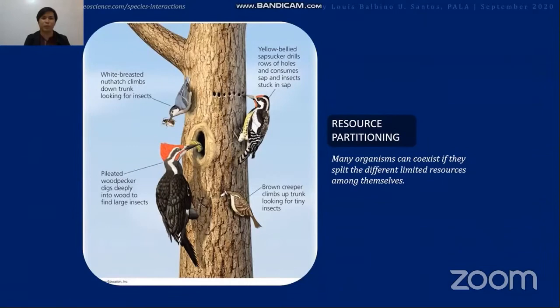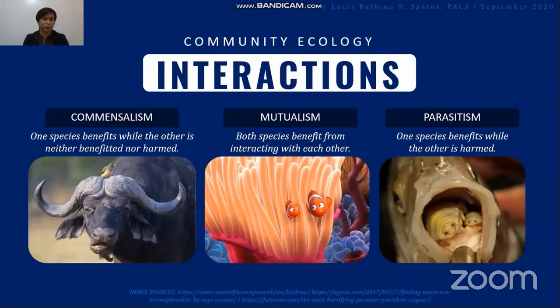Now, communities, different species, of course, they interact with each other. But how do they interact? Well, it could be that one species benefits while the other is not harmed. That would be called commensalism. Like this water buffalo, who doesn't really mind the bird, but the bird is able to get all the insects that are on the buffalo's fur.